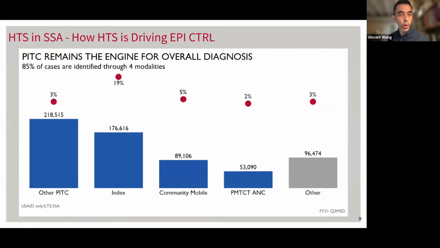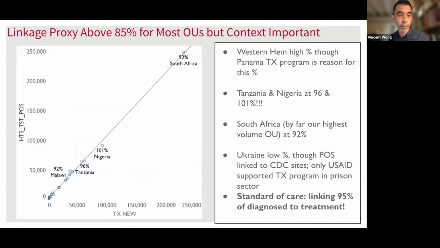And we know across the testing modalities that PITC, index testing, and to a lesser degree, community mobile and ANC testing with lower positivities tend to be the drivers of diagnosis. This is where we're seeing the bulk of folks being diagnosed in our programs. Next slide. And the associated positivities.